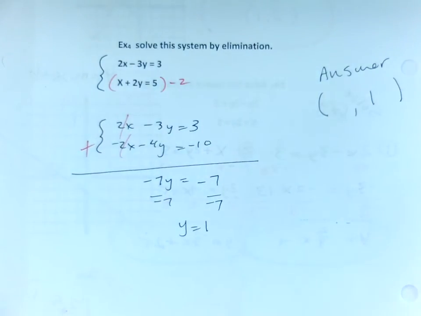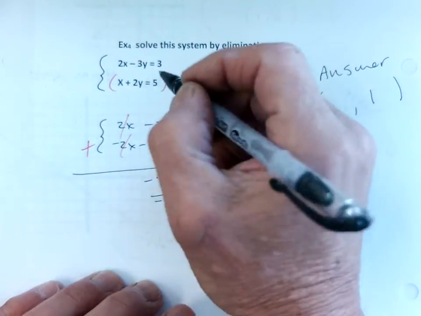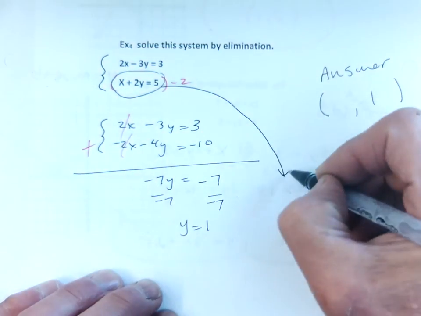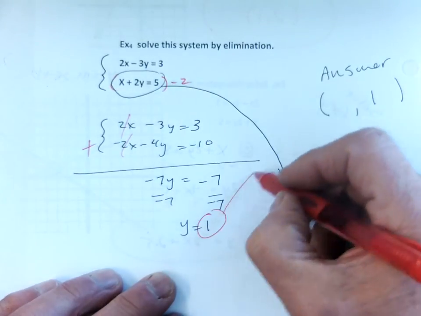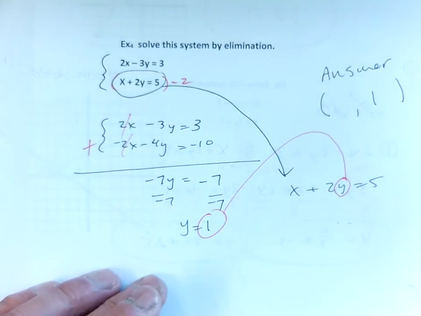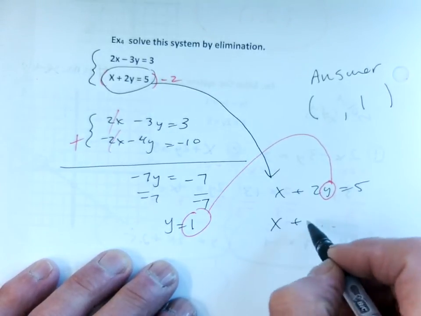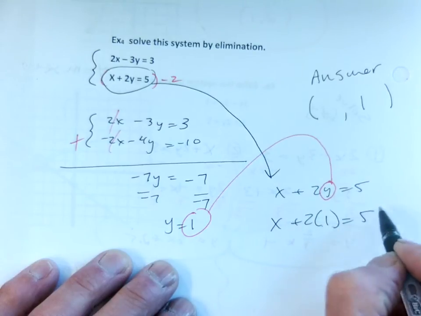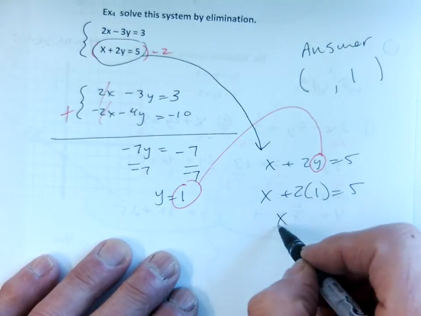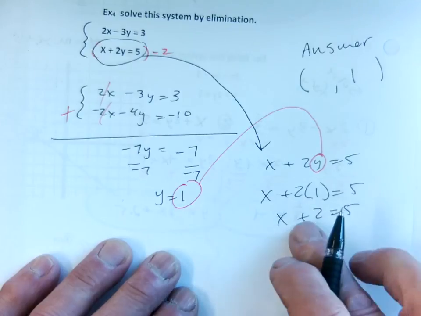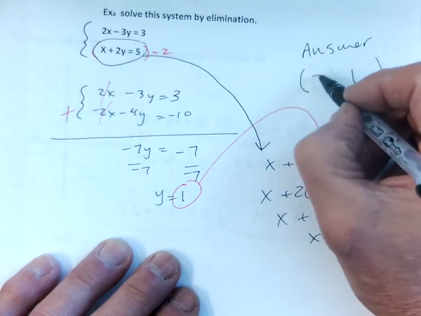We plug it into either equation 1 or equation 2. Which one do you like? The second one. Okay, you want the second one? So I'm going to rewrite my second equation, x plus 2y equals 5. I'm going to take my 1 and put it right there. So I substitute 1 in for y into the second equation. X plus 2 equals 5, right? Minus 2, minus 2. X is 3. So I can put my 3 up here into my answer, okay?